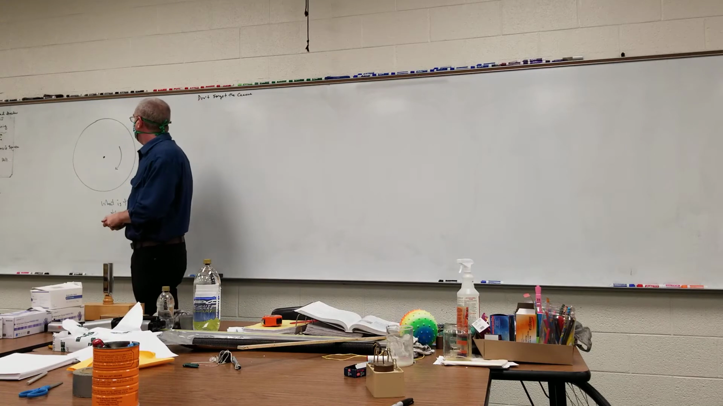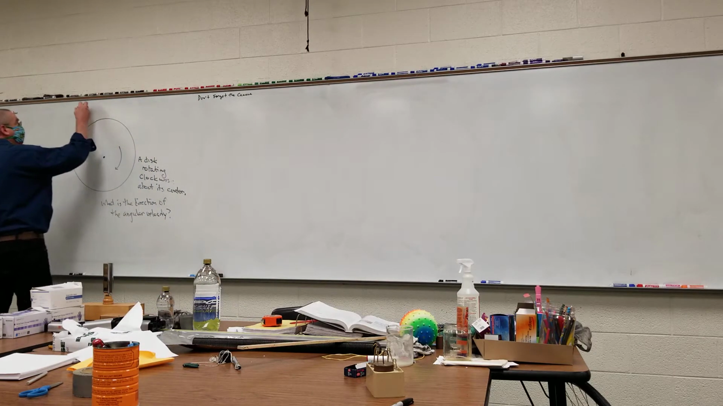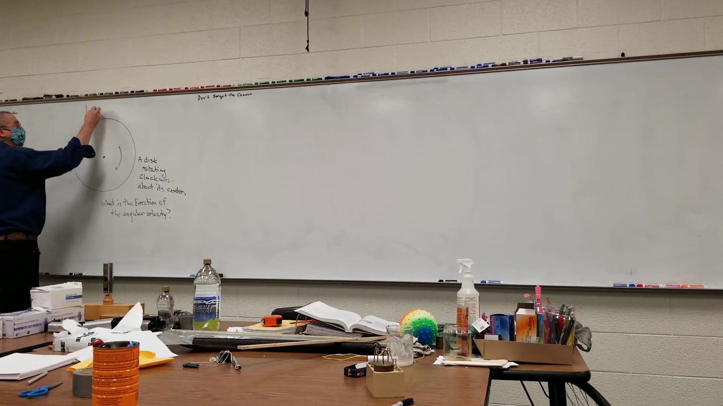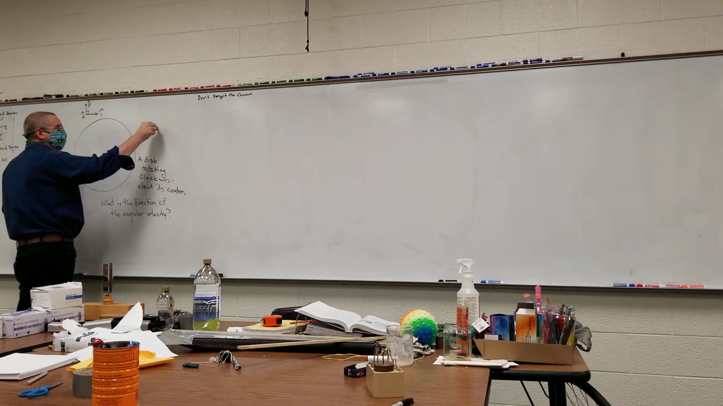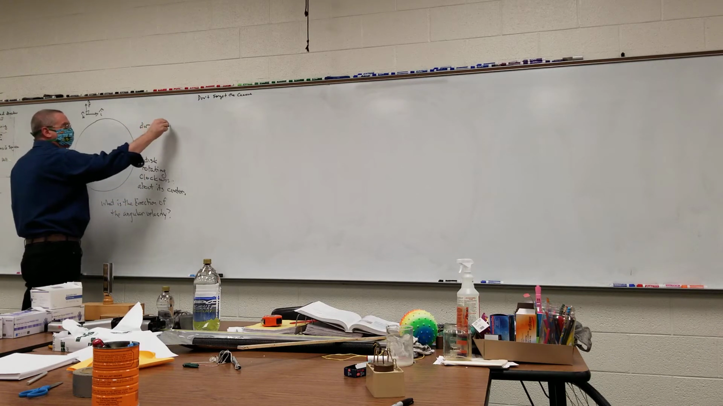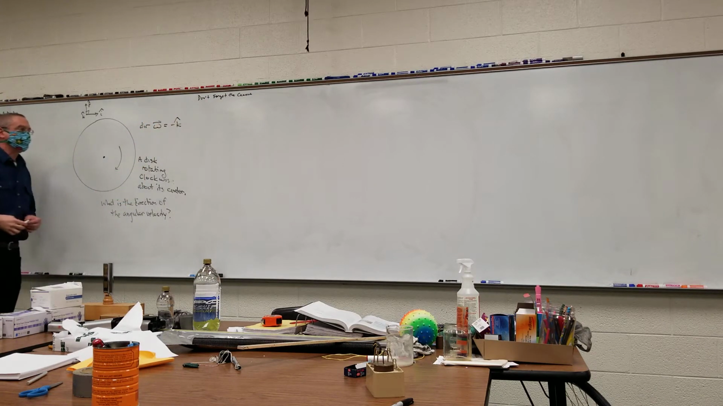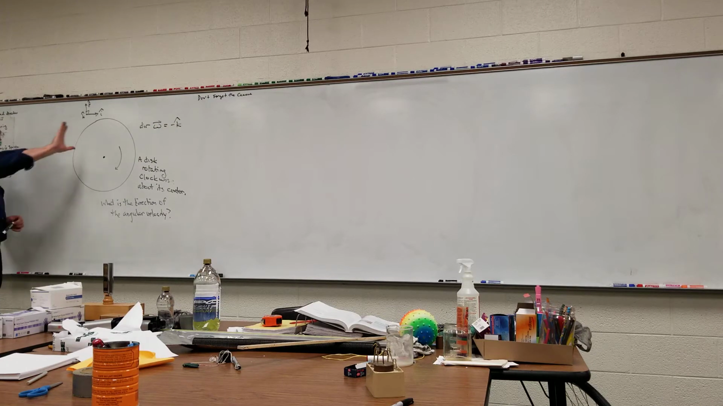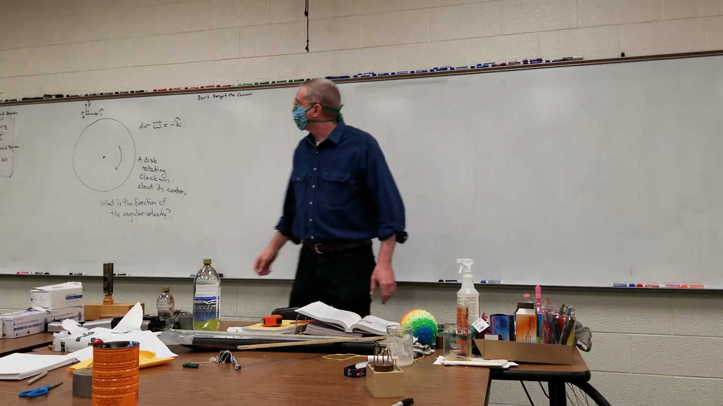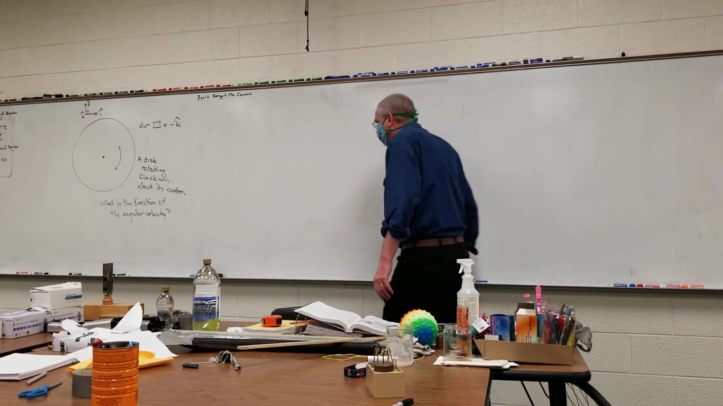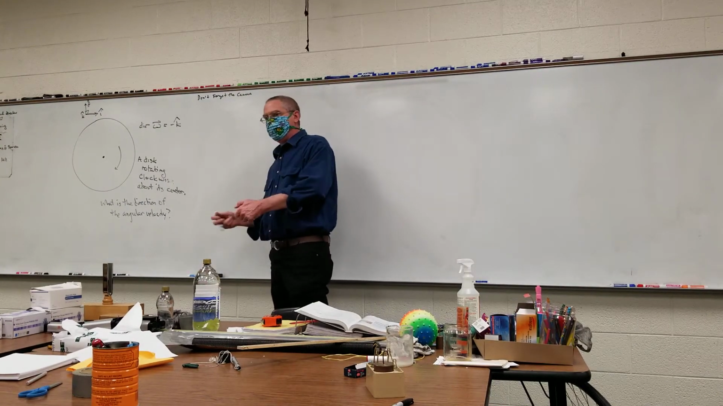So this one, if we set up our coordinate system, i, j, k, the direction of the angular velocity is negative k, because it's spinning around like that. Questions there?